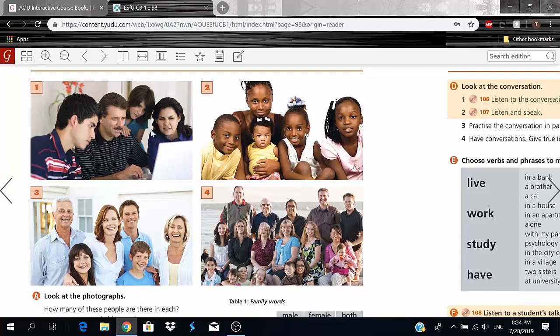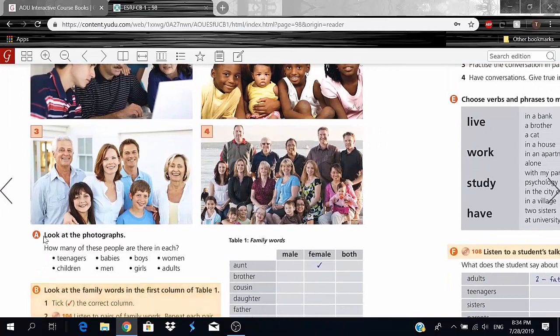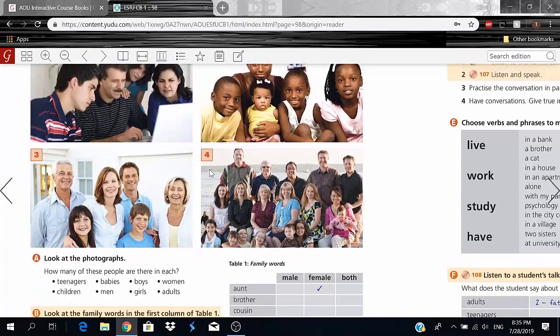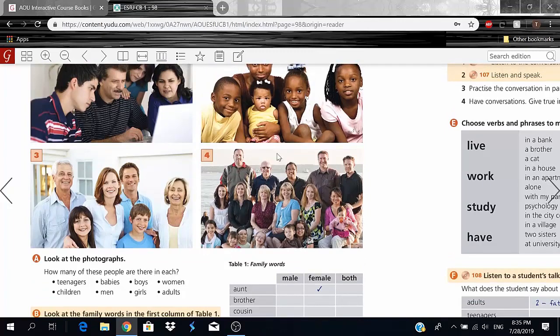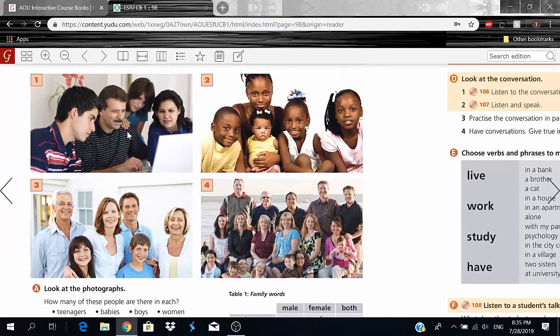So here we have 4 pictures, as you can see, different people, different age groups, obviously. And actually, here's a good question. So exercise A, how many of these people are there in each? So we have teenagers, babies, boys, women, children, men, girls, and adults, okay? So this will obviously be up to you, how you form a sentence on how many adults, how many kids, or how many children are in each picture. But let me just give you some possible answers. Obviously, you can pause it, solve this, and then come back to check.